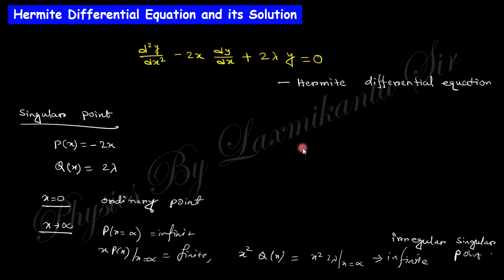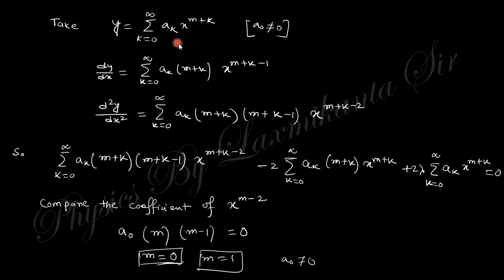You know the Frobenius method is applicable for an ordinary point and a regular singular point. So x equal to 0, which is an ordinary point, can be used to solve this differential equation by the Frobenius method. That's why we take this solution. In lectures 2 and 3 we discussed the Frobenius method. In this method we first take y equal to the summation, k equal to 0 to infinity, of a_k x to the power m plus k, where a0 is not equal to 0. The coefficient of the initial power must not equal 0.